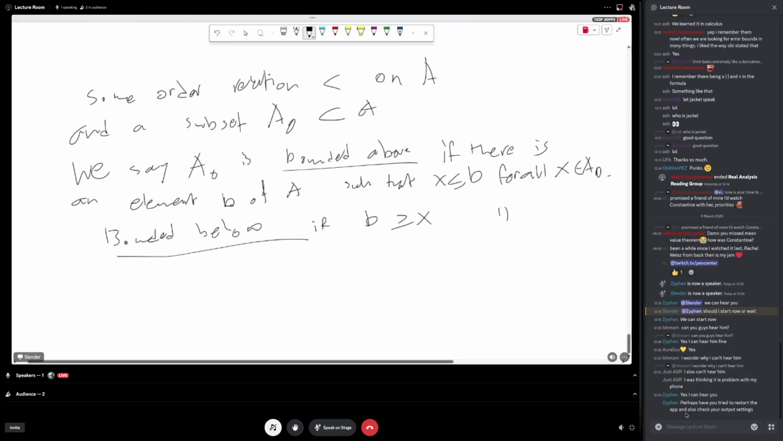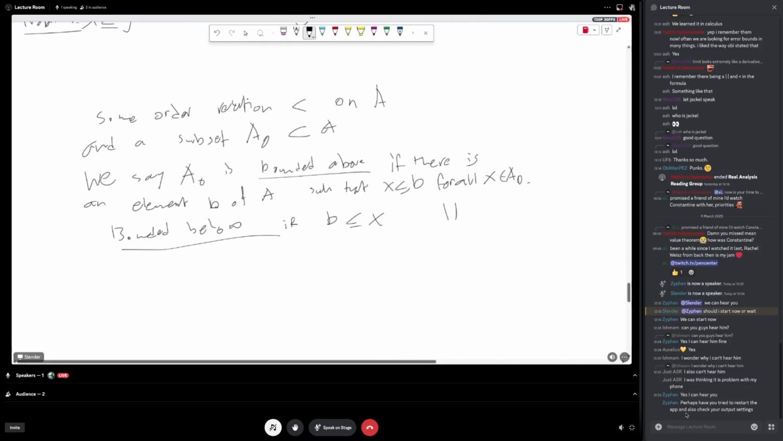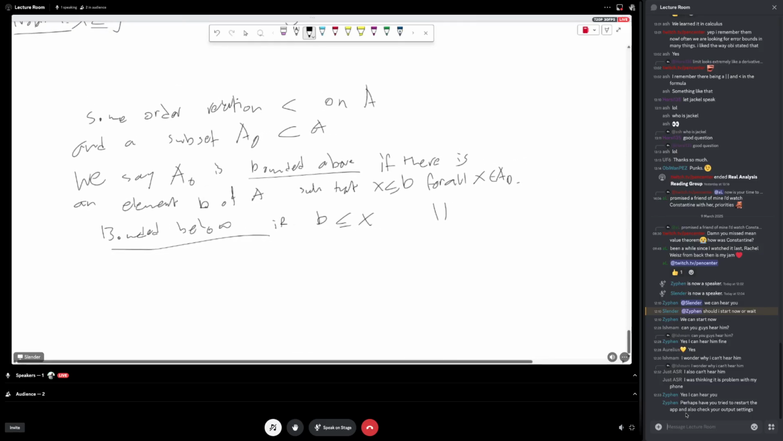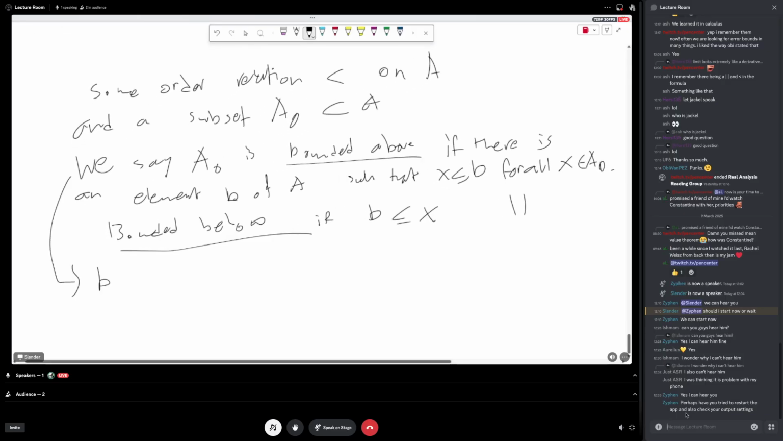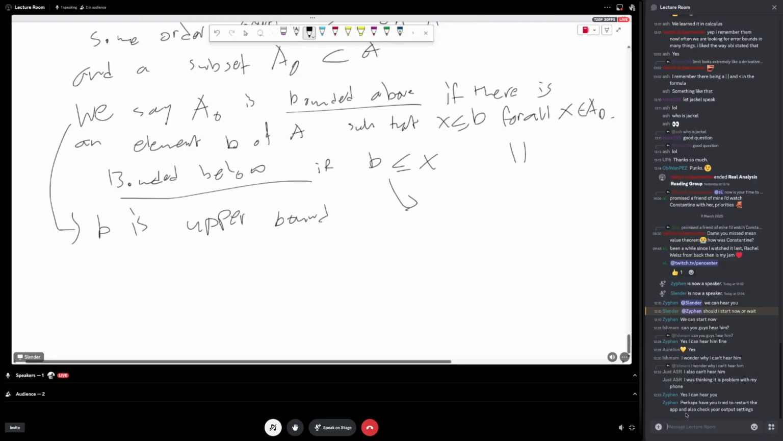Or you can say, okay, B less than X for all X in A0. That's bounded below. So in here, B is an upper bound. In here, B is a lower bound.